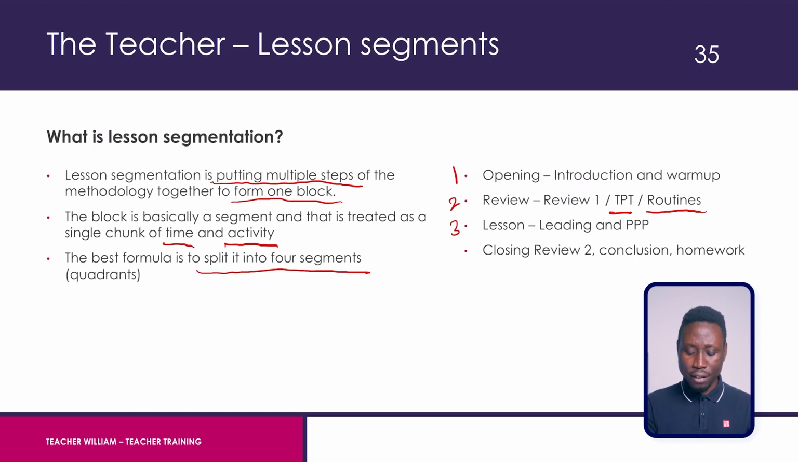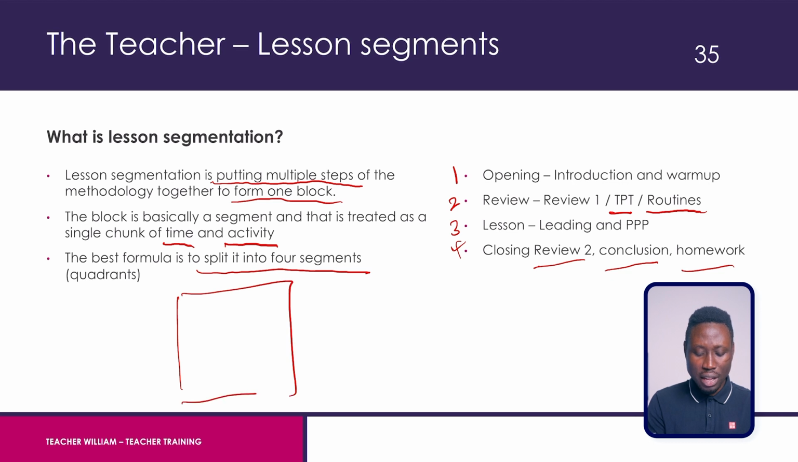And then the final one is my closing. During the closing, I know I need to do review, I need to do conclusion, and I need to think about homework. If I make this box like this, and I divide it into 4 parts, I'm saying that, number 1, I'm going to do my opening. And in opening, I'm going to do introduction, and I'm going to do warm-up.